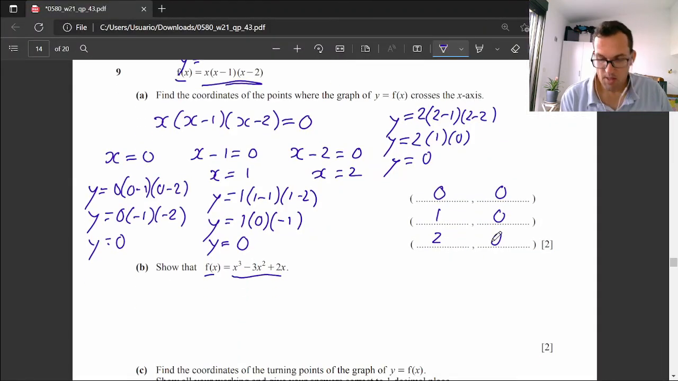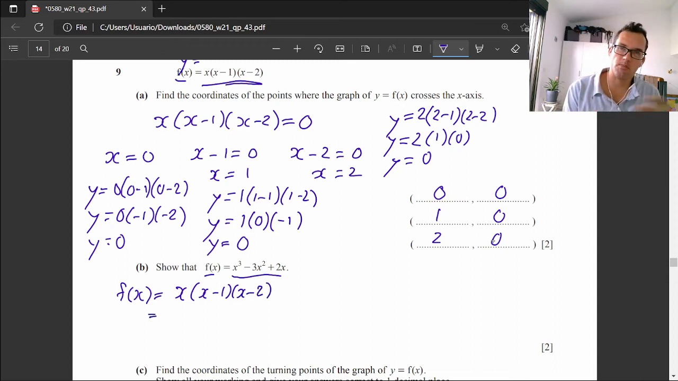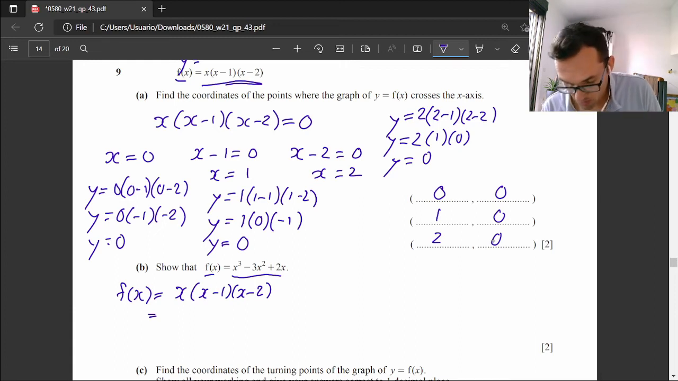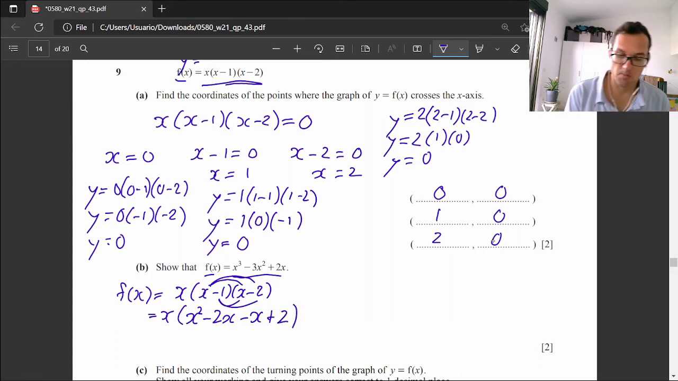Now question B, they simply want us to expand those brackets. So let's do this. Function of x equals x, x minus 1, x minus 2. Now we can multiply in the x first and then multiply the two brackets. There's many ways of doing this. I'm just going to first expand the double bracket. So x times x is x squared. x times minus 2 is minus 2x. Minus 1 times x is minus 1x or minus x. Minus 1 times minus 2 is plus 2. Very common mistake to put a minus there.